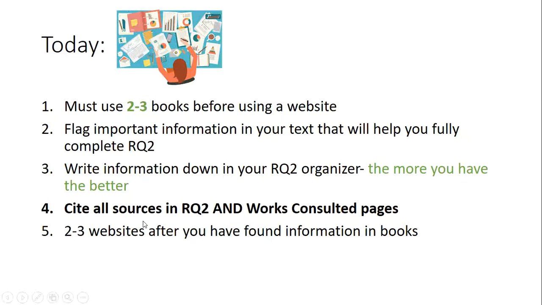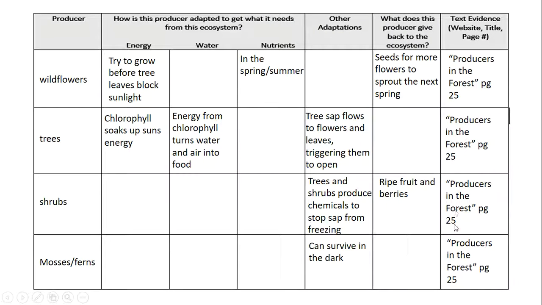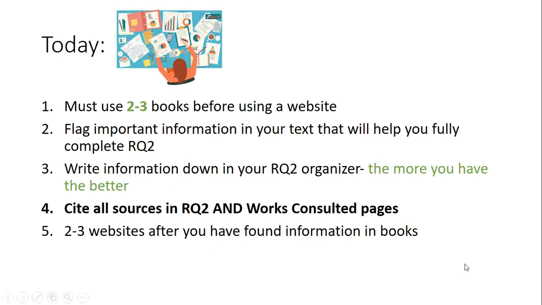You need to cite all of your sources in RQ2 and the Works Consulted page. So you need to write your sources down in this column, and you need to flip to the back of your packet for your Works Consulted pages. That's for book or website. Once you've looked through 2 to 3 books, you can look at 2 or 3 websites once you're done finding your book information. Now remember, on a website, you are not rapidly clicking. You're using Kiddle. I'll put that link on Canvas. And you need to make sure you're citing your source. Write down where that information came from.